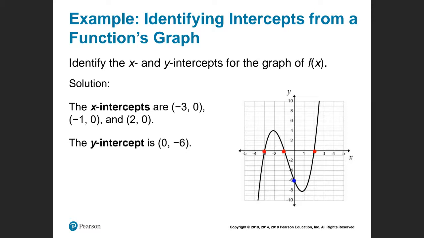Again, identify the x- and y-intercepts for the graph of f of x. Look over there. The red one is x. So the x-intercepts, where it crosses the x-axis, are the points -3, 0, -1, 0, and 2, 0. And the y-intercept, look at the y-axis: 0, -3.